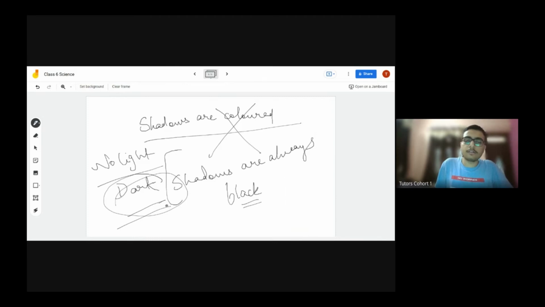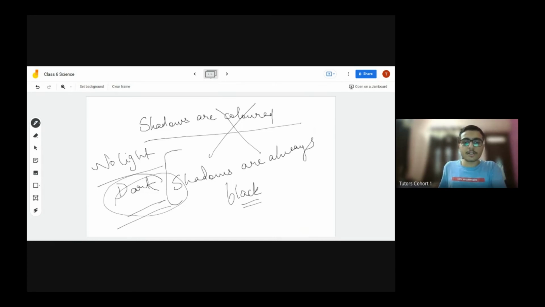It is dark, right? Shadow is a spot where light cannot reach. And if light cannot reach, then that place is black, and black is usually termed as dark, right? So is it clear? I hope it is clear.